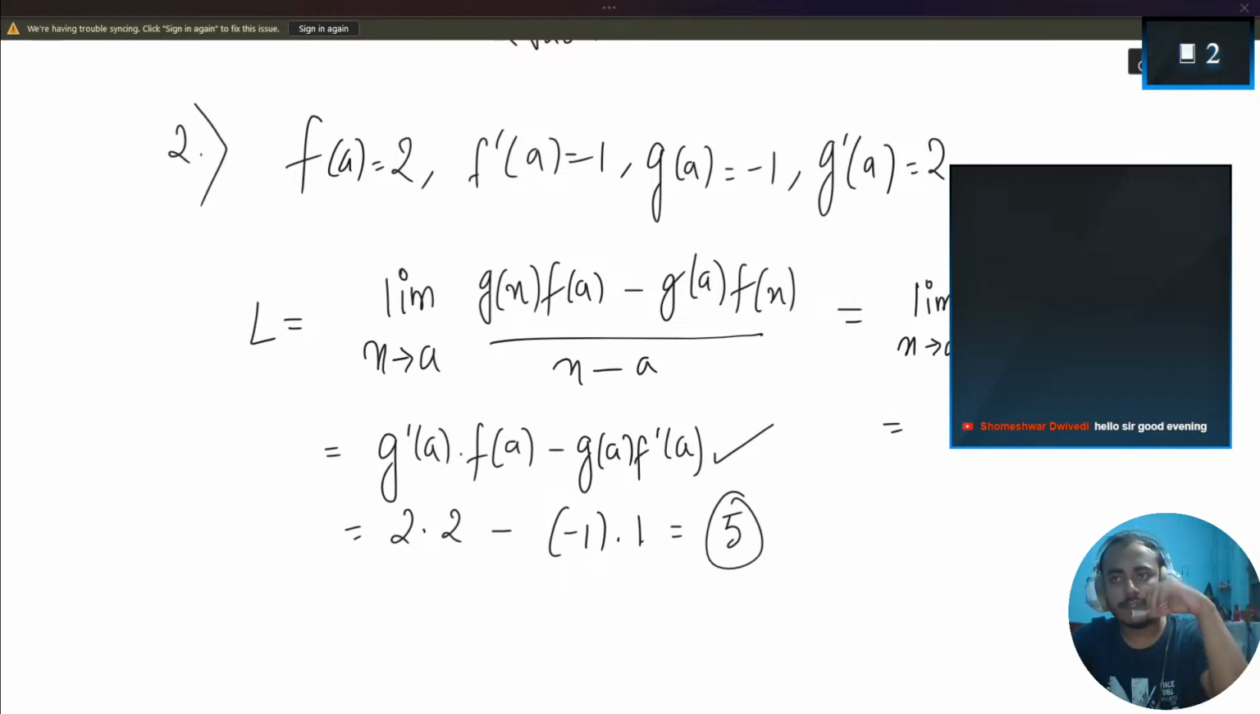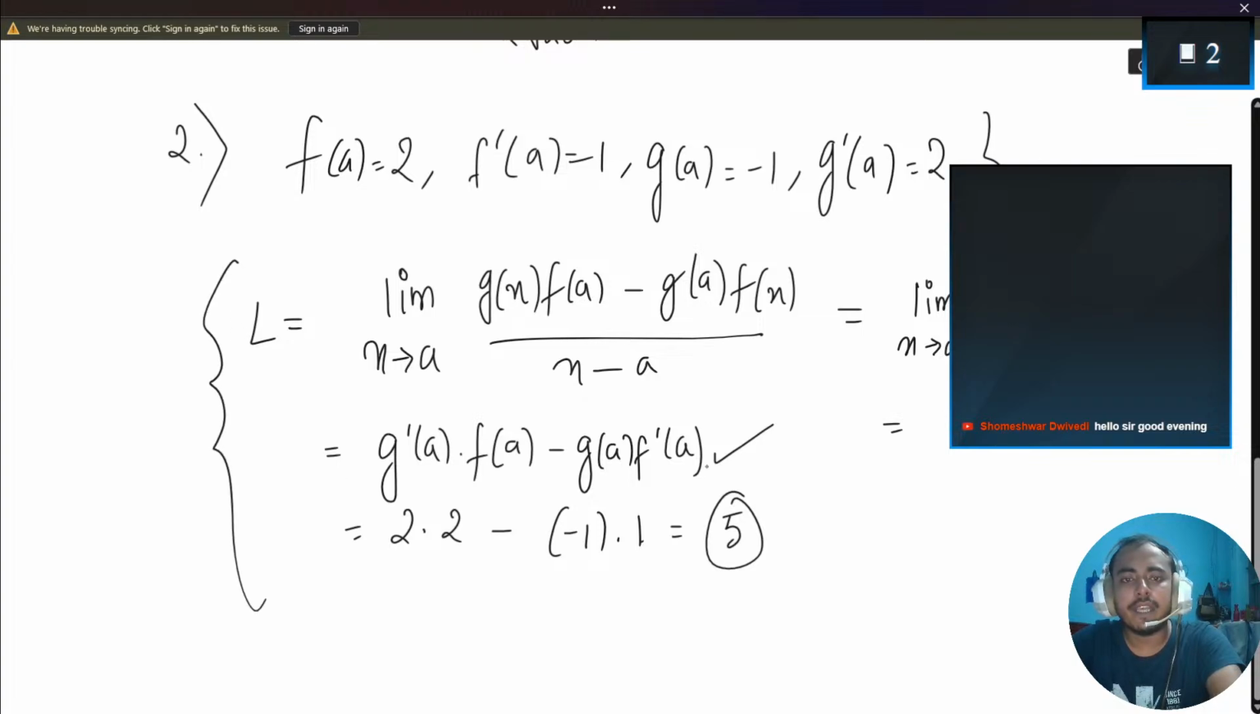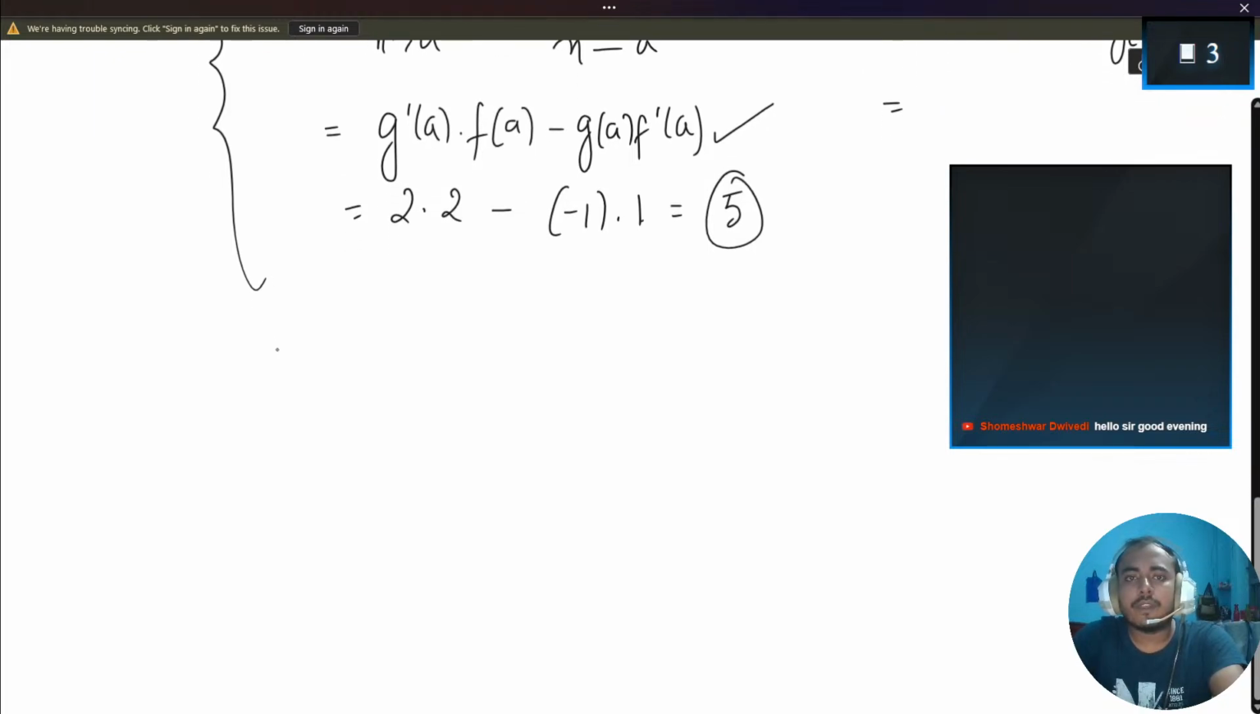So this is the second question for today. And again, a fairly simple one. But again, this type of questions are repeated very much in JEE Mains, and you need to be able to do them very fast. So that is why do not neglect these problems as well. So let's go to the third one.